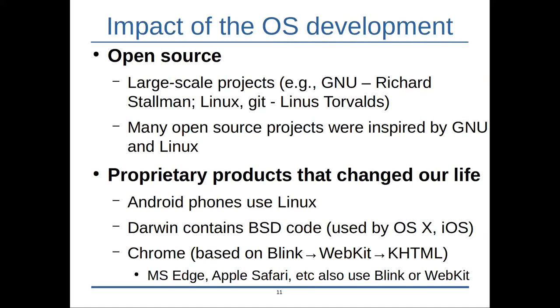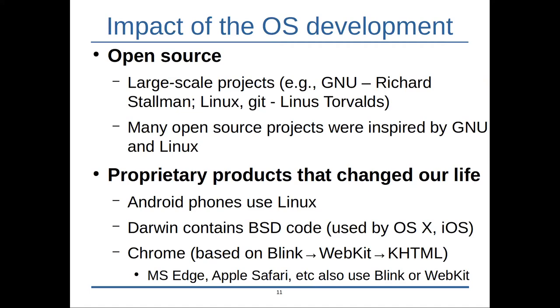Also consider some proprietary products that changed our life. Android phones use the Linux kernel. Certainly the user space environment can be different, but it still fundamentally runs the Linux kernel. But even if you don't use Android, you use Apple products, so you use OS X or iOS, whatever. That comes from Darwin, an open source project, and Darwin contains BSD code. So even though it's not Linux, BSD is another example of an open source operating system.